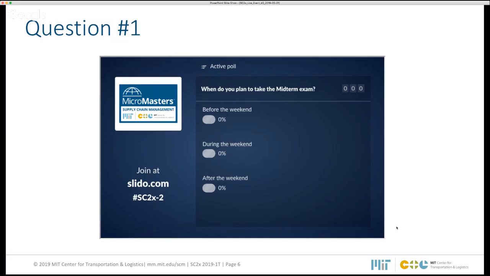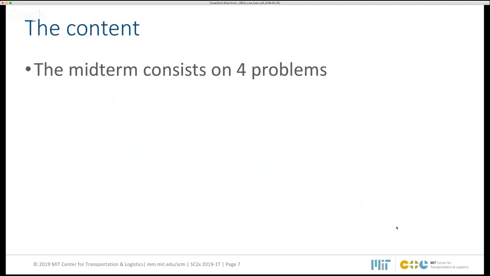Okay, we encourage you to take the exam as soon as possible. So try to do it during the week or during the weekend. Okay, because we want to help you. And if you have any questions, it will be almost impossible to help you if you are doing the exam just a few hours before the deadline. Okay, awesome. So let's continue giving some instructions about the exam, and let's now talk about the content.